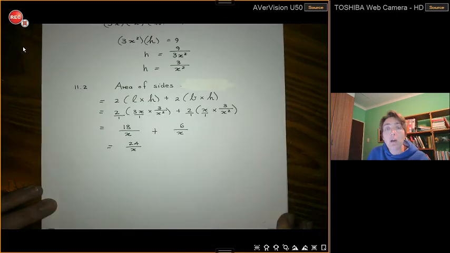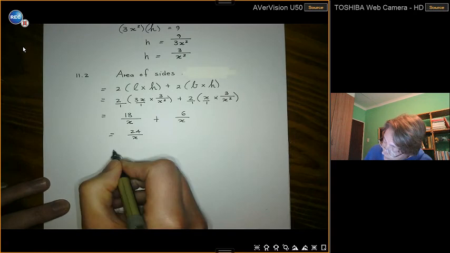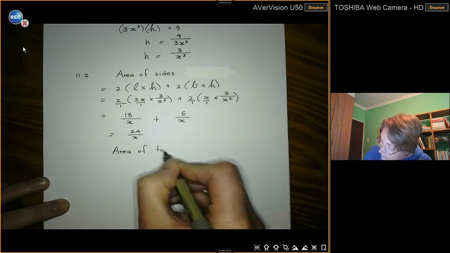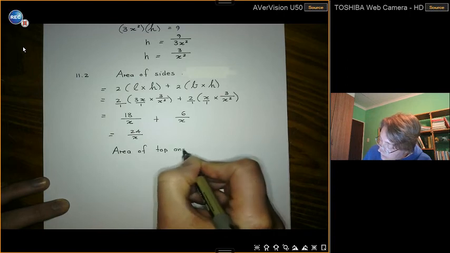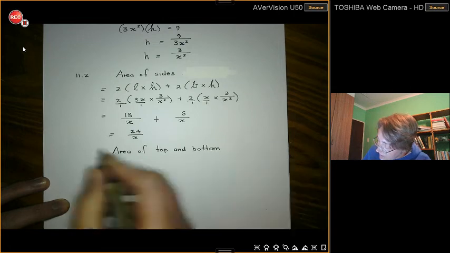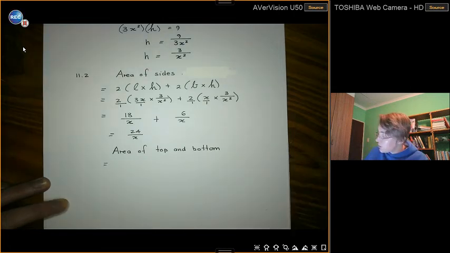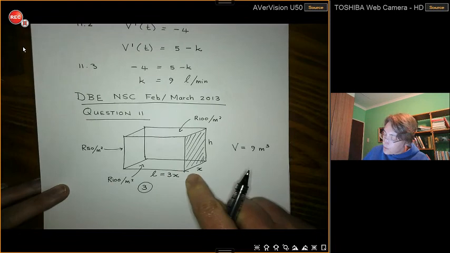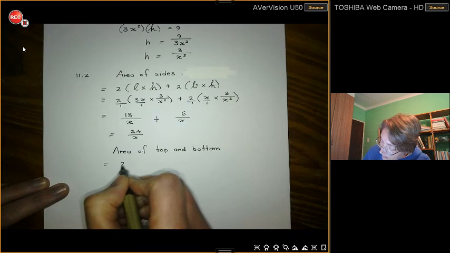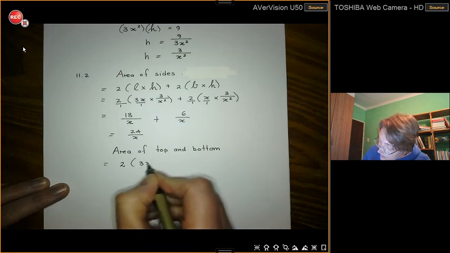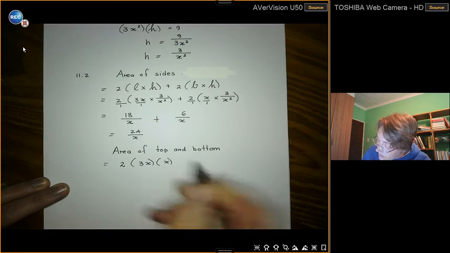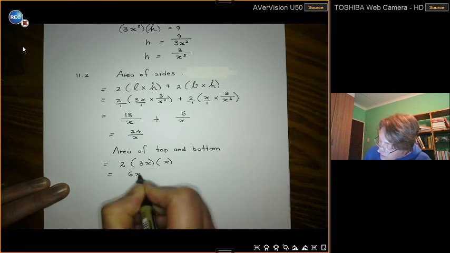Then we can go and we can look at the area of the top and the bottom. And that's quite easy, because that's just going to be equal to length times breadth, and that's also going to be 2 because there are two of them. And we know the length is 3x, and we know that the width is going to be equal to x. So that's going to be just 6x squared.